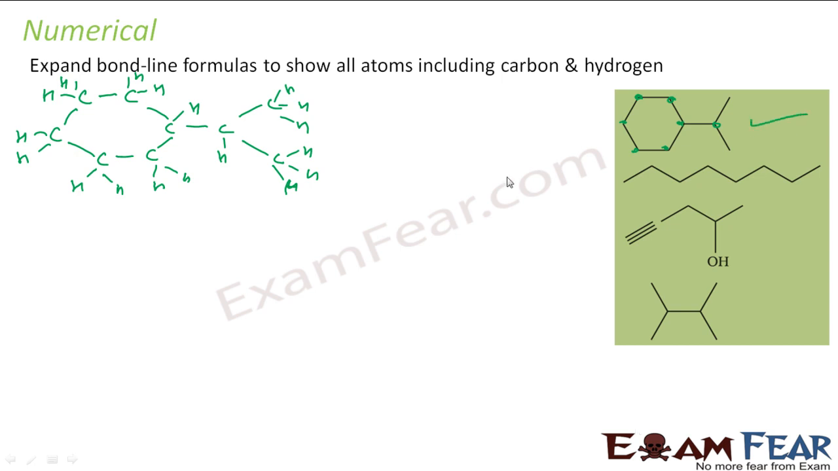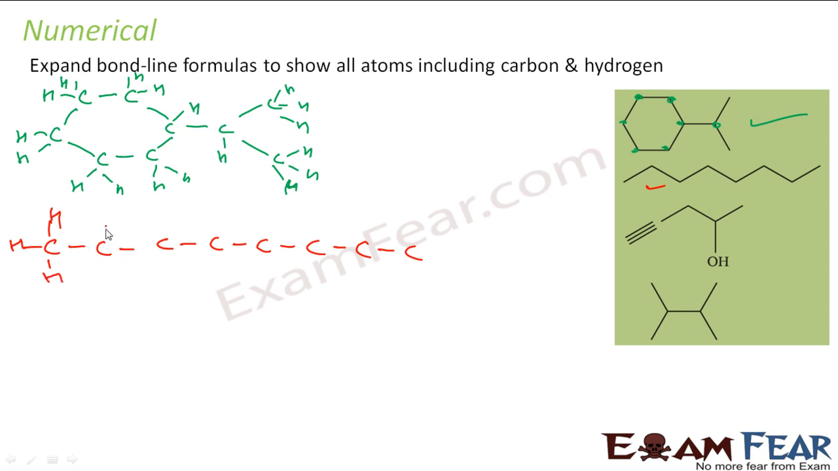Let me draw this one with red. So we have 1, 2, 3, 4, 5, 6, 7, 8 carbons. Let me draw 8 carbons. 1, 2, 3, 4, 5, 6, 7, 8, right? 8 is done. Now I just have to add sufficient hydrogen to make sure all the carbons have 4 bonds. This carbon has only 1 bond now, so let me add 3 hydrogens.